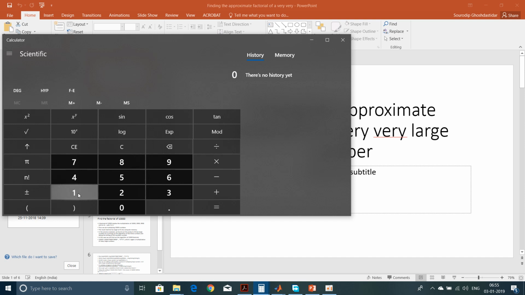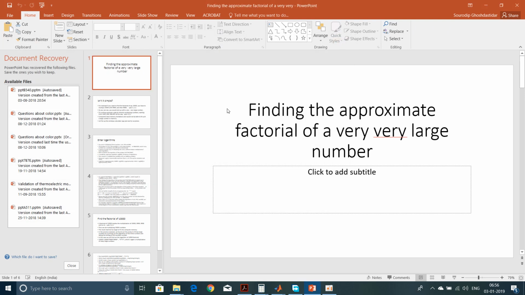But for example, if you put in a very large number, for example 10,000, and try to find its factorial, it'll just show you errors because the computer's memory is not large enough to accommodate the large number, which is 10,000 factorial. So is there a way around this? That is the point of this video: finding the approximate factorial of a very, very large number.